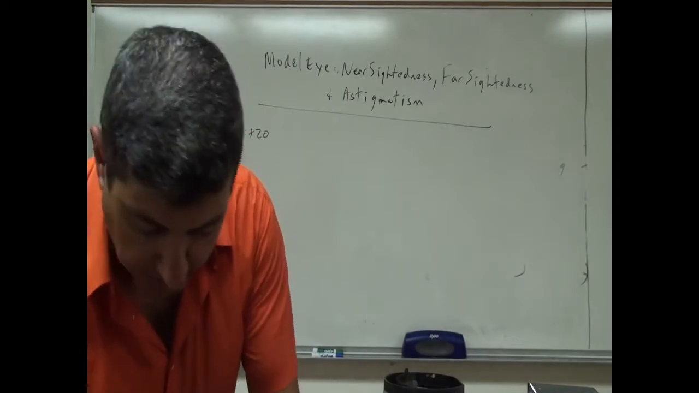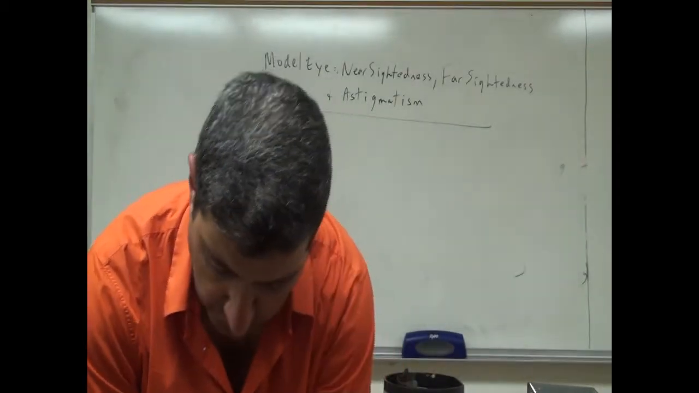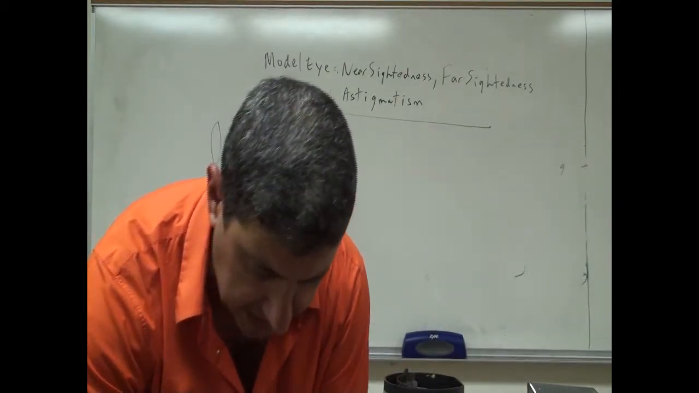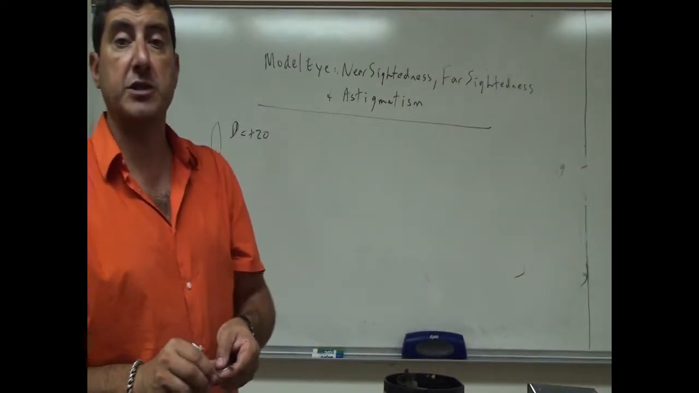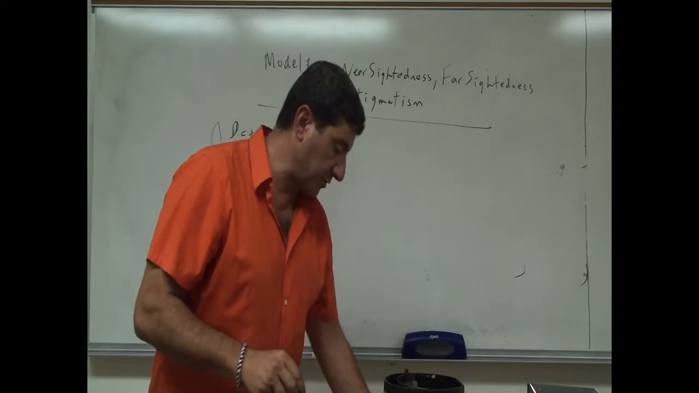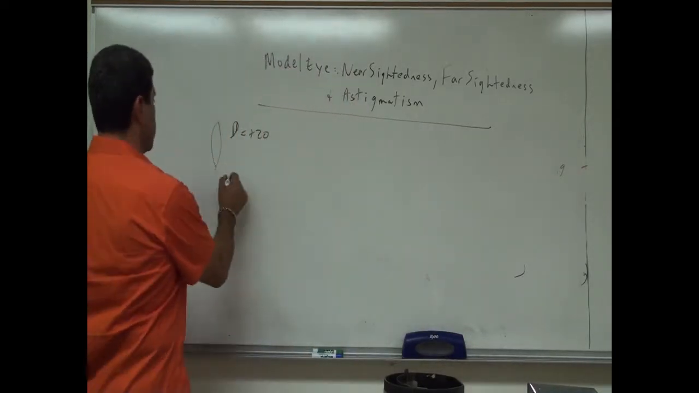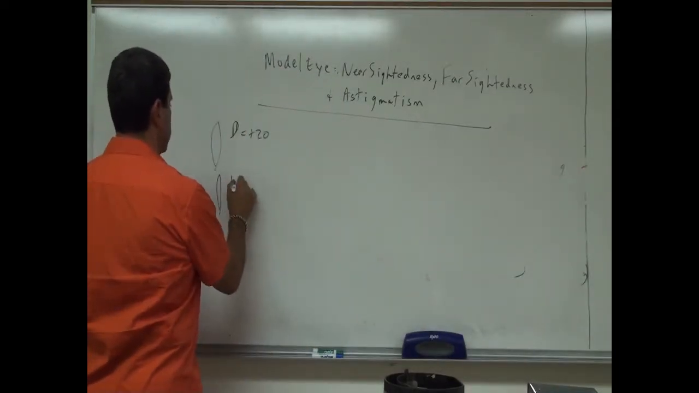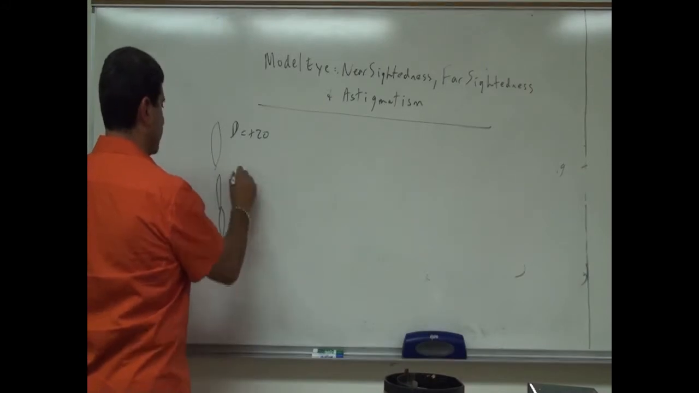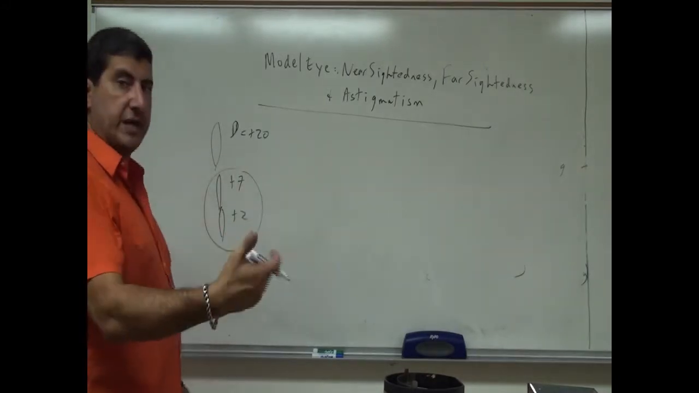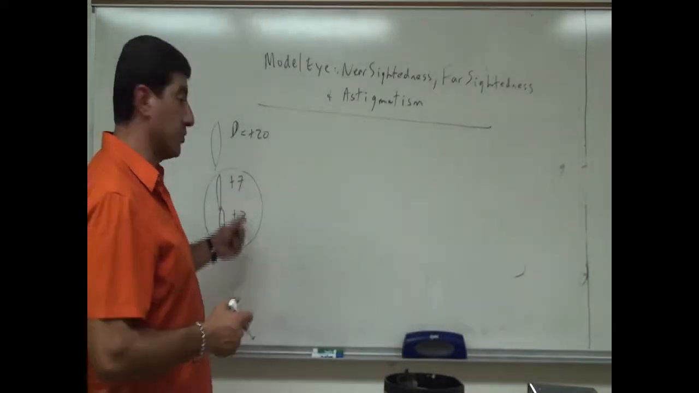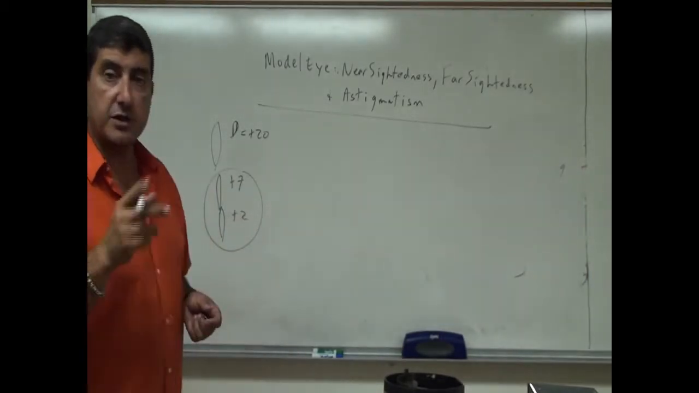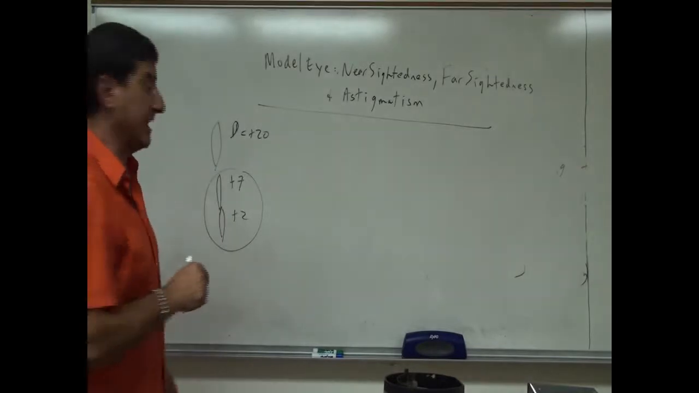The other lenses that we have with a positive focal length are positive 7 and positive 2. These will help people that are farsighted. They have to wear converging lenses. Depending on the farsightedness of the person, we can try which one helps them better. The numbers given here are the diopters.